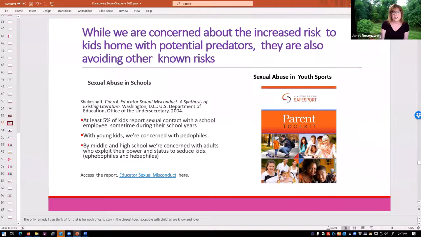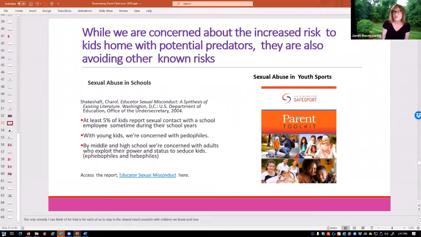I urge you to read Charles Shakeshaft's report on sexual misconduct in schools. Bree is going to push that link out to you now. By the most conservative definition in her meta-analysis, we find that 5% of kids experience sexual contact. By the most liberal definition, that number goes up over 50%. So we know that there's risk in schools, and we know from multiple studies and multiple crises that kids are at risk in youth sports and in youth serving agencies.